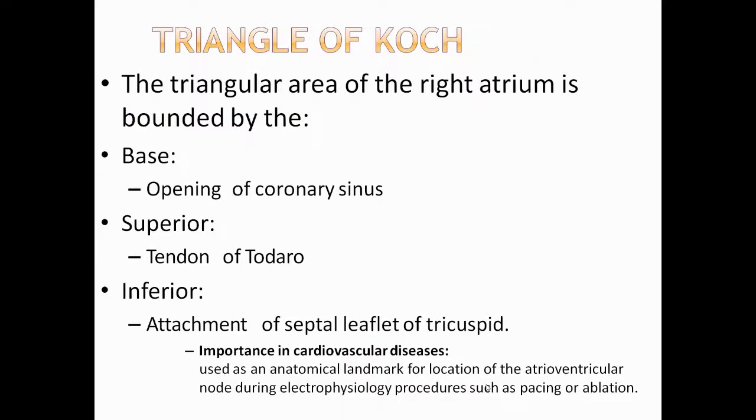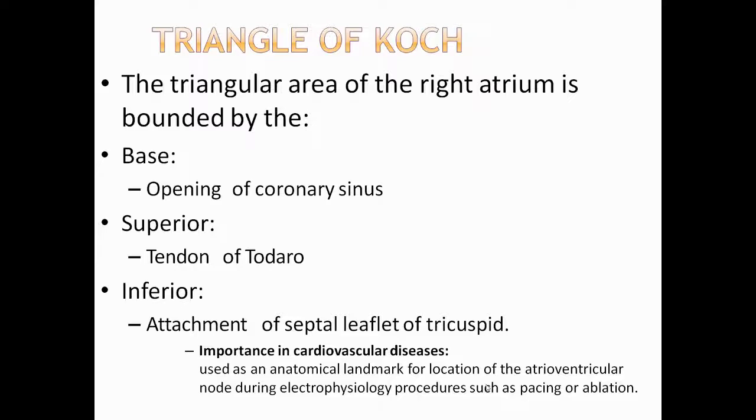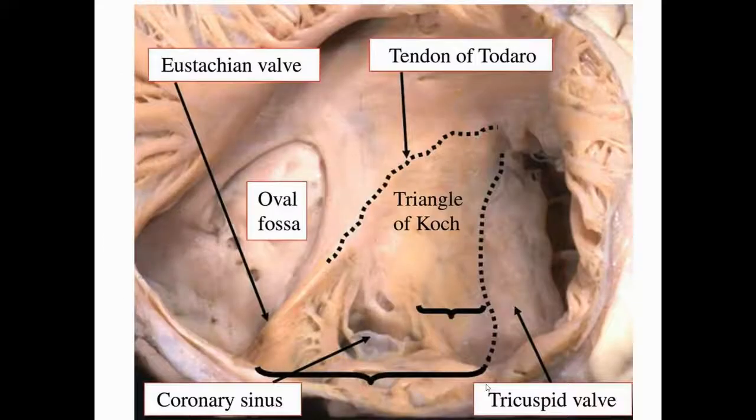Triangle of Koch. This triangular area of the right atrium is bounded at the base by the opening of the coronary sinus, superiorly by the tendon of Todaro, and inferiorly by the attachment of the septal leaflet of the tricuspid valve. Its importance in cardiovascular disease is that it is used as an anatomical landmark for the location of the atrioventricular node during electrophysiology procedures such as pacing or ablation. So this is the triangle of Koch you can see, and there is the coronary sinus and the tricuspid valve.